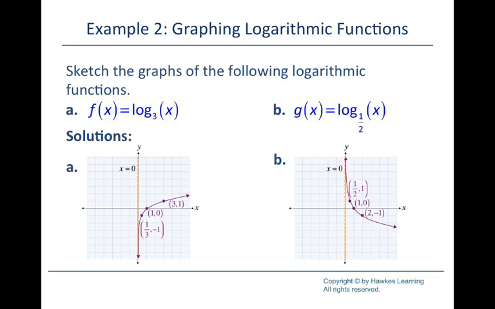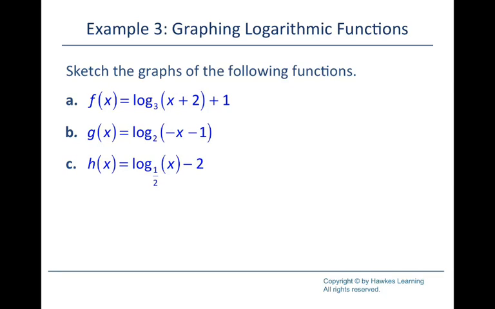Okay. Sketch the graphs of the following functions. Well, these are going to be a similar graph as 3 to the x, 2 to the x, 1/2 to the x, but they're going to be transformed. Grouped in with the x means it goes left or right. So in A, it's going to be left 2 and up 1.